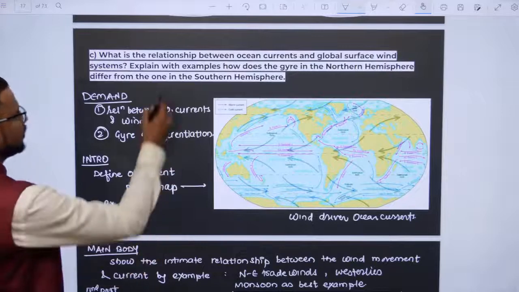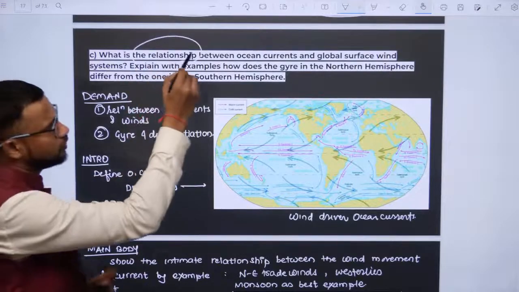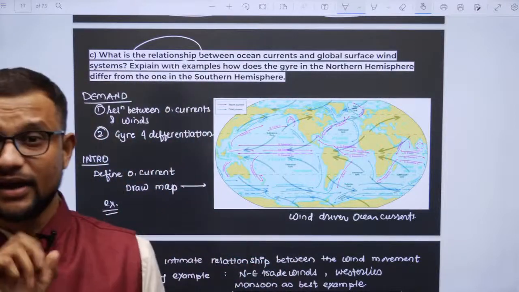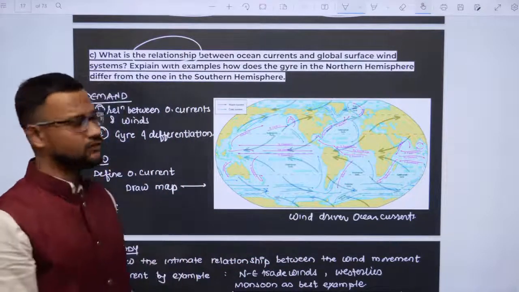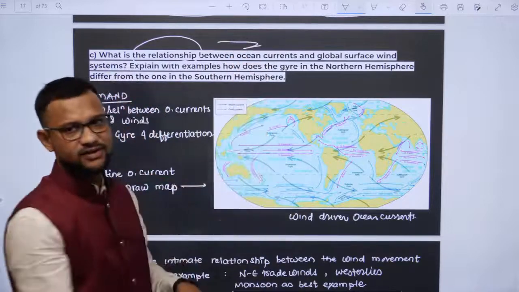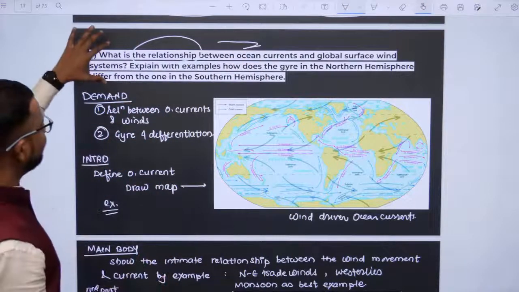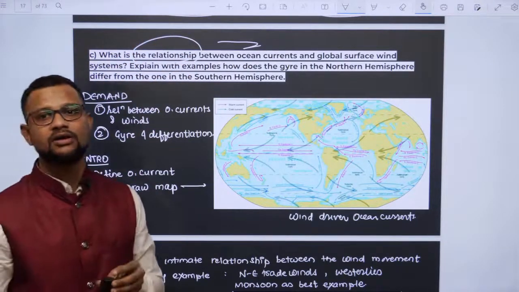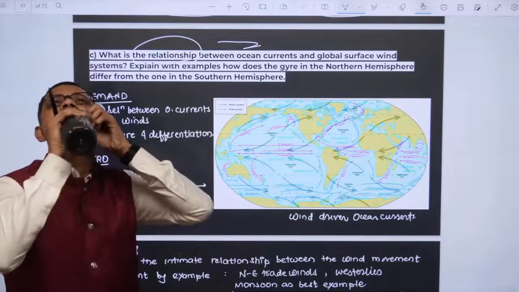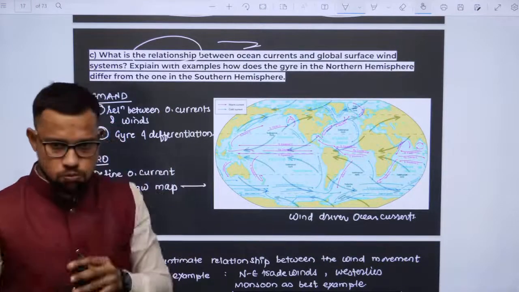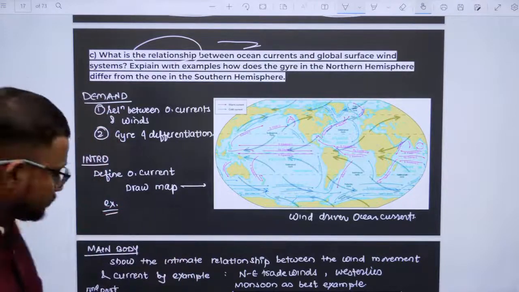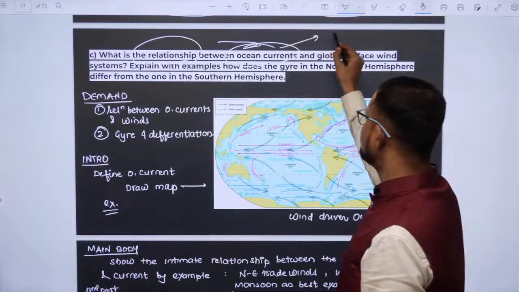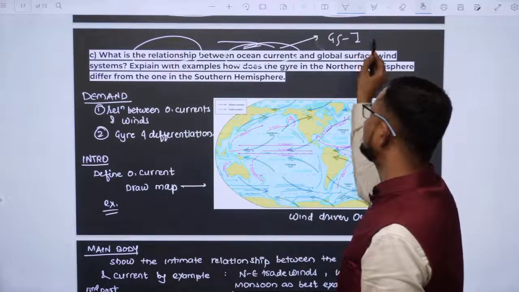Then, this is one of the most repetitive themes of UPSC in 2019, 18-19 and even before, you will find the same question was repeated or of that kind of nature, right. What is the relationship between ocean currents and global surface winds? You know, देखो ocean current is one of the favorite topics of UPSC. The question was also asked in GS 1 2022 mains, right?